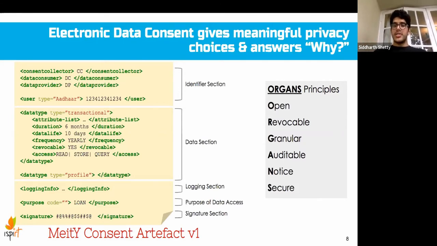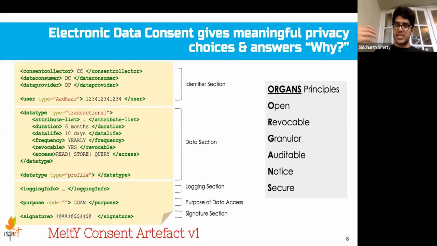G in ORGANS is granular. So I can choose what parts of data I want to share and with whom. Instead of sharing my entire raw bank account statement with a lender, if all a lender wants to know is whether I have maintained a minimum average balance greater than 15,000 rupees over the last 3 months, I can share a granular query as a response. So the lender will only get a yes or no answer rather than seeing my entire transaction statement that shows where all I ate, my entertainment options, where all I stayed, and so on.